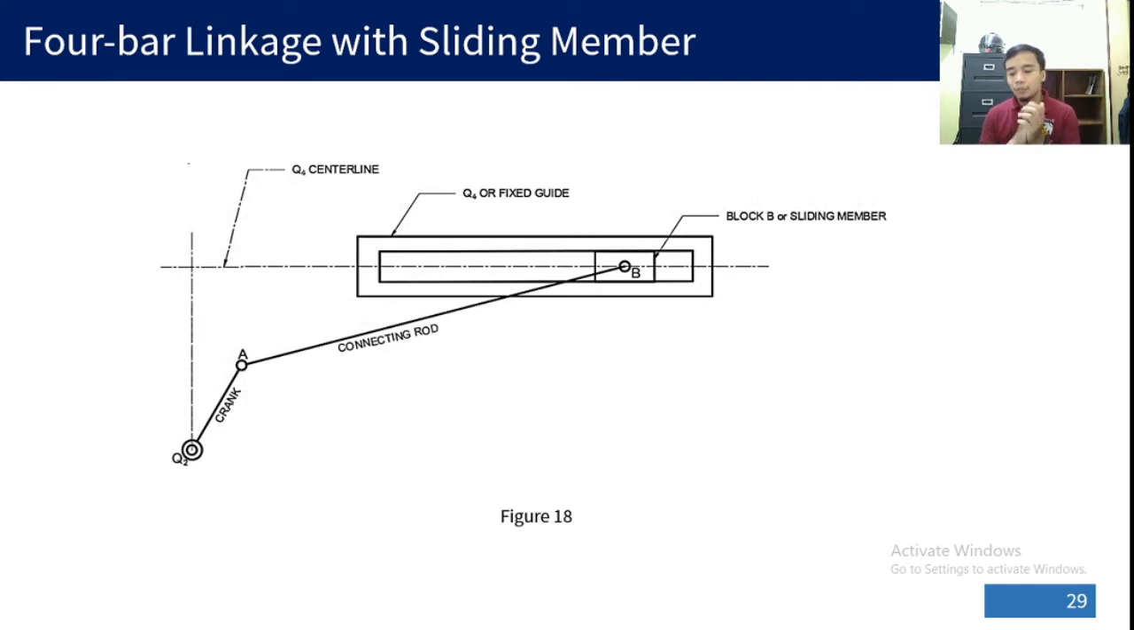In the 4-bar linkage with sliding member, okay, we have an axis here which of course is fixed to the ground or the earth, so a fixed structure. There is a crank here. Then the crank connects to a block, or this sliding member, using a connecting rod. Okay.